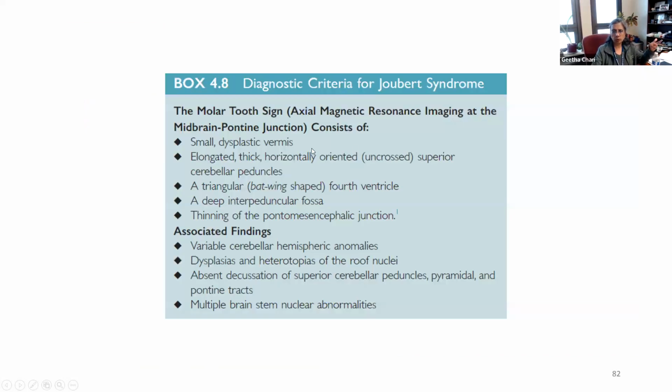So what are all the features of Joubert syndrome? You have a small dysplastic vermis. You have elongated, thick, horizontally oriented superior cerebellar peduncles. And as a result, you get a triangular fourth ventricle shape. The interpeduncular fossa is very deep, and the pontomesencephalic junction becomes very thinned out. So those are the classic MRI appearances of Joubert syndrome.